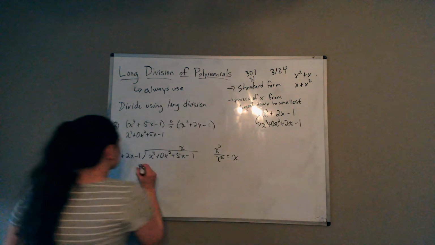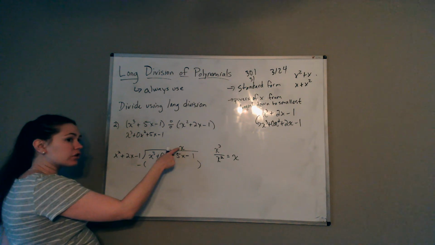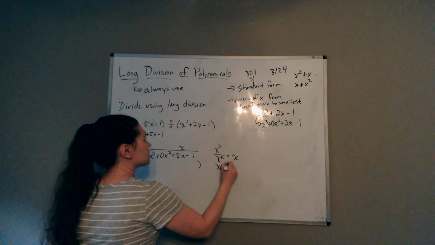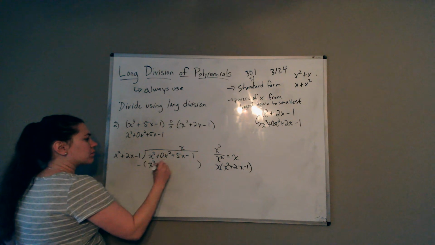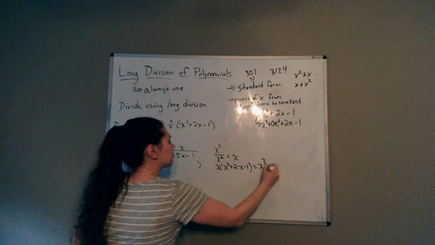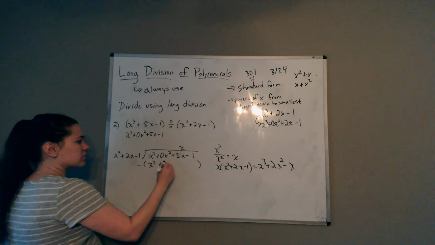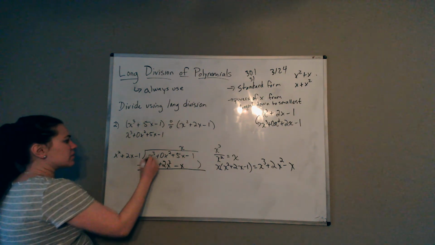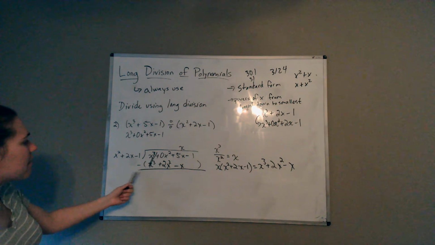So now we have to subtract out what we just put into the quotient. So we take our term that we just put into the quotient and multiply it by our divisor, which is x squared plus 2x minus 1, and that gives us x to the third plus 2x squared minus x. X to the third minus x to the third, those leading terms should always cancel. You have 0x squared minus 2x squared.